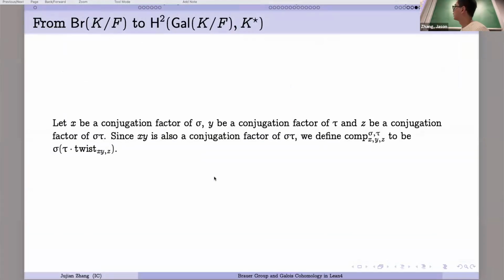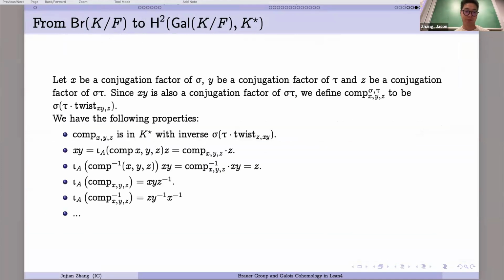Now if X is a conjugation factor for sigma and Y is a conjugation factor for tau and Z is a conjugation factor for sigma tau, then because we have previously seen XY is also a conjugation factor for sigma tau, now we can define another coefficient, which we call the comparison coefficient, to be sigma applied to tau applied to the twisting coefficient of XY by Z. And it has all the amazing equalities. So basically XY will be equal to the comparison coefficient times Z. And yeah, you can see all the equations here.